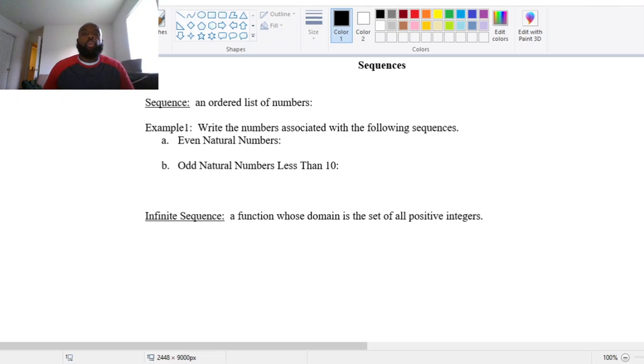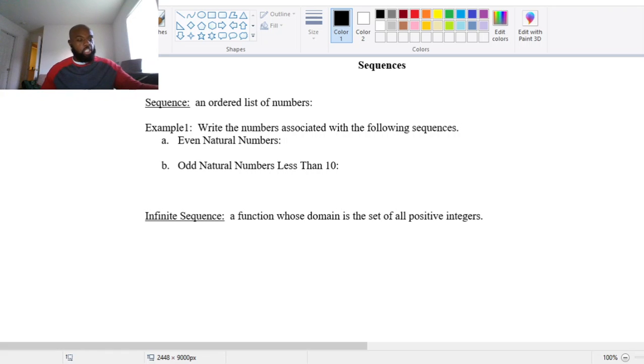In this video, we're going to switch gears and talk about something completely different. We're going to talk about what we call sequences. This is where we're basically dealing with patterns of numbers. So it's just strict patterns dealing with numbers. And so a sequence is an ordered list of numbers.